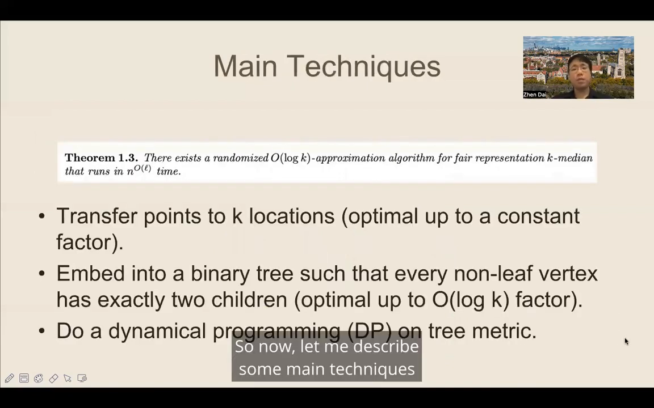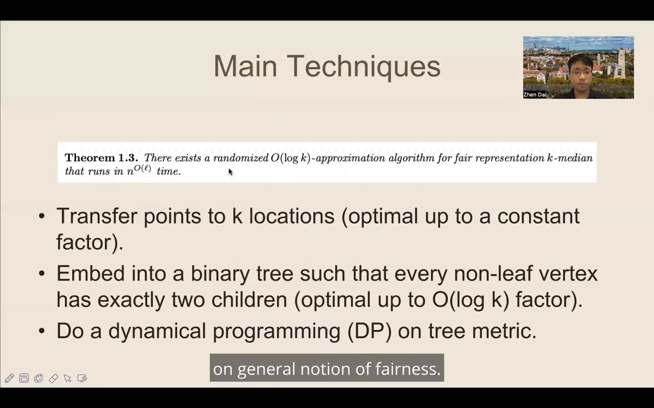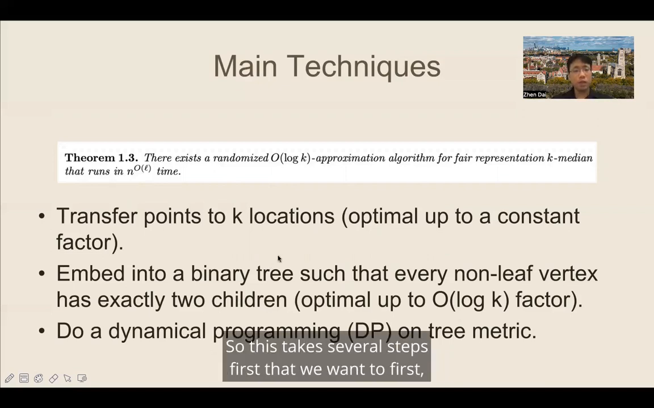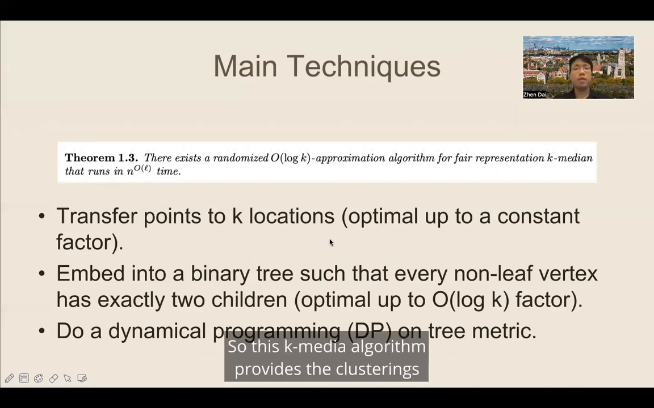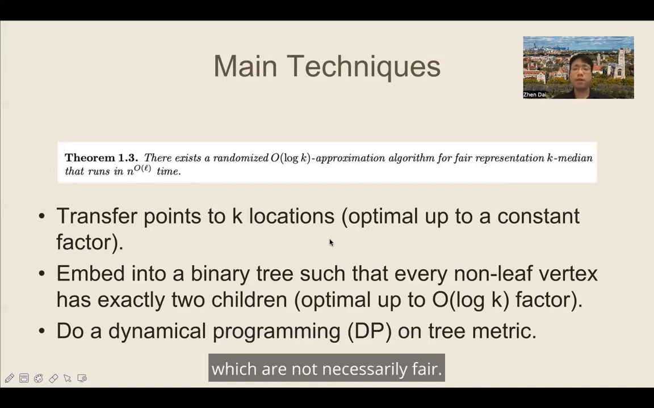Okay, so now let me describe some main techniques of our work. To begin with, let me talk about our first result on general notion of fairness. This takes several steps. First, we transfer the points to K locations. What we do is that we first run a vanilla K median algorithm. This K median algorithm provides clusterings which are not necessarily fair.